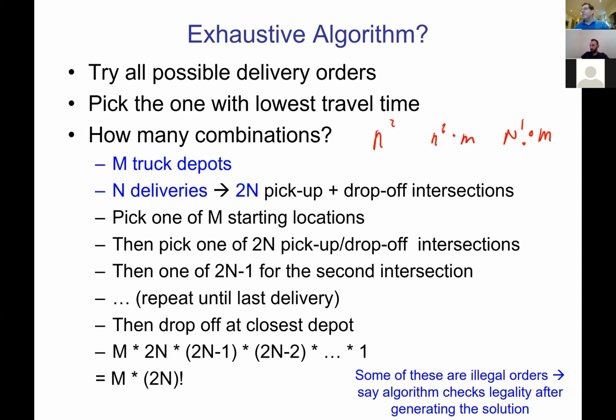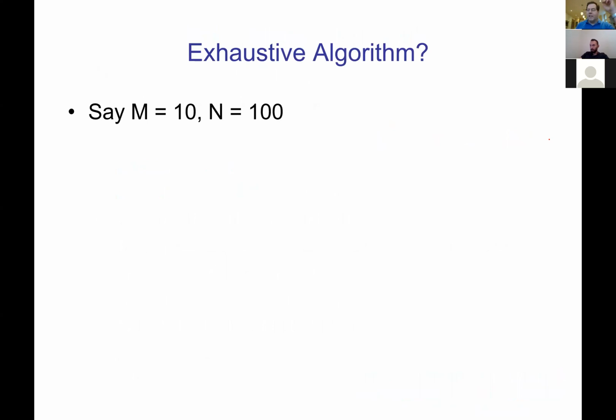But it's a lot. So is this too much? Computers are pretty fast. Maybe it's okay. Abid, what's the biggest problem that we're going to give them in this? You just created the test cases. What's the biggest one? 200 or 250, something like that. So n equals 250. Okay, so they're even bigger than what I've listed here. We've got 10 depots, and 100 pickups, 100 drop-offs.